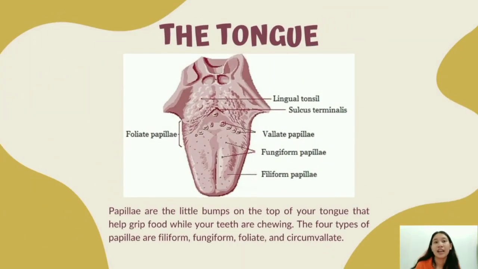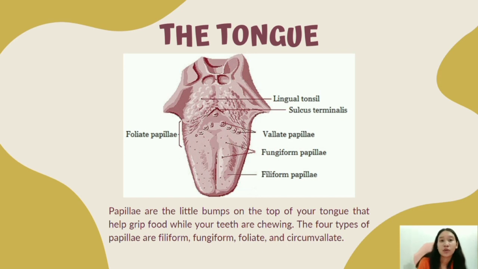The tongue. I think you're wondering what the little bumps on the top of your tongue are. They're called papillae. Papillae are the tiny raised protrusions on the tongue that contain taste buds. Papillae are the little bumps on the top of your tongue that help grip food while your teeth are chewing. They have four types: filiform, fungiform, foliate, and circumvallate.